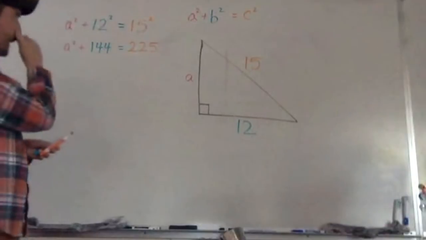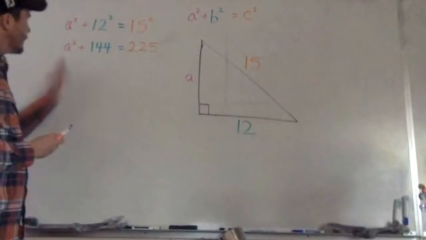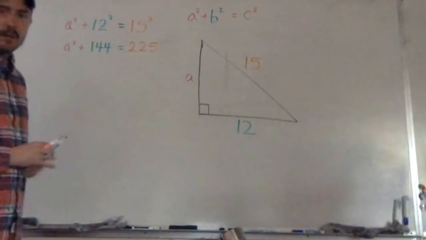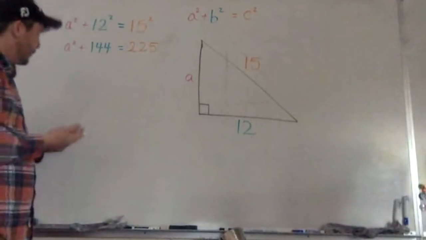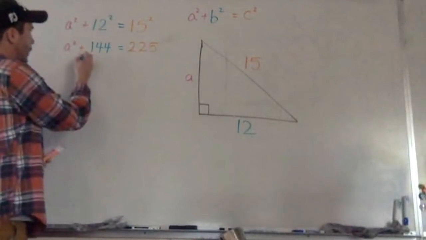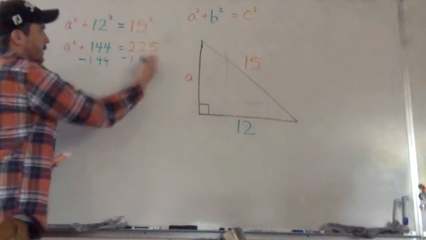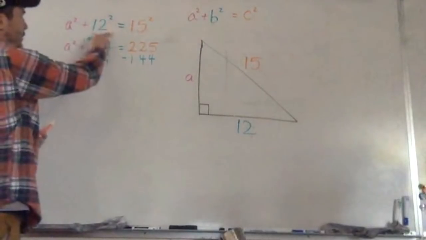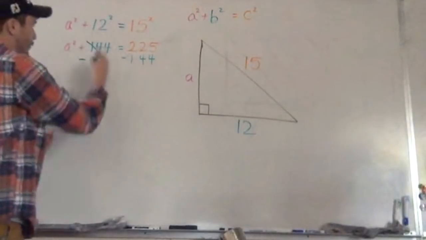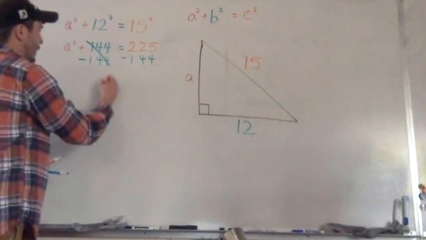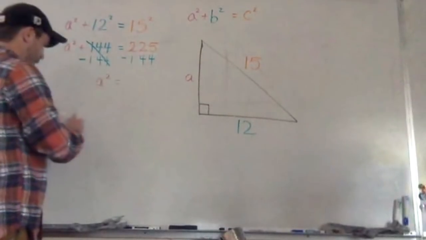Well, let's think about this now. We need to figure out what A squared is. Think about this as a one-step equation. We need to get A all by itself, just like we've been doing all year long. So I can take away the 144 from both sides. Now notice I did the squares first, right? I'm simplifying everything a little bit. So my 144 goes away. I'm left with A squared, and that's going to equal 225 minus 144.